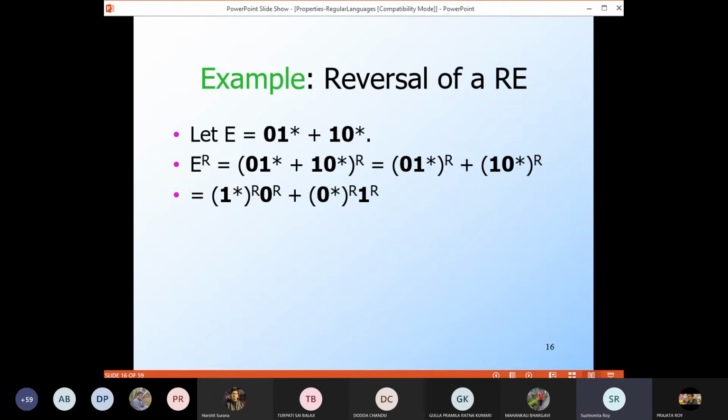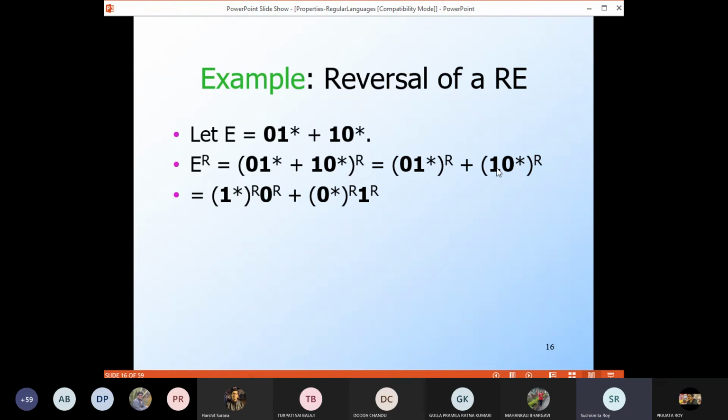So for the expression for the reversal, first of all, reverse the entire expression. This is a bit like, see here, the operation which is at the top of the parse tree is going to be your plus. Okay, so break into pluses.